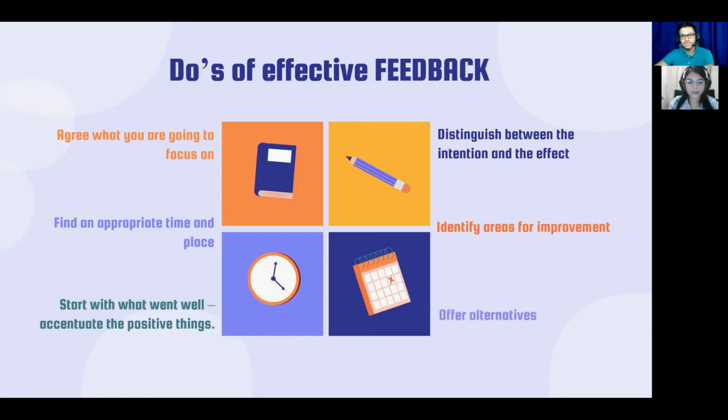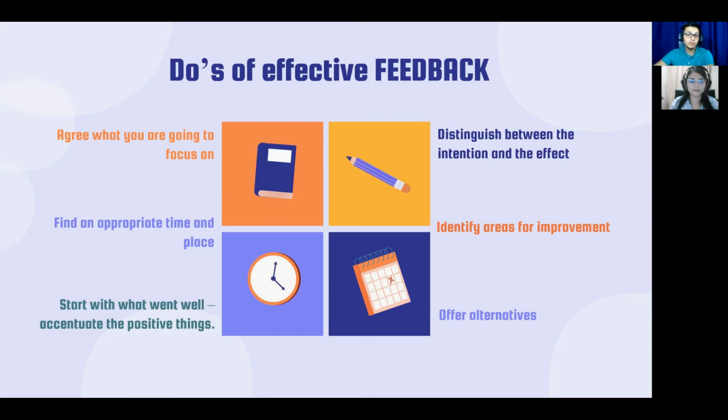And the last one is offer alternatives. But you don't need to impose anything. You should avoid comments like, you should do this, you must do this, because people decide what they want to do next, right? You can offer comments like, why don't you try this next time? Or maybe you could do this differently.